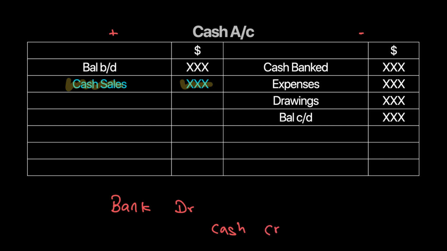So as a result, when you look at the bank account and you see some cash which has been deposited in the bank, that can be called cash banked, and it should go on the credit side of the cash account. Any cash expenses paid will decrease your cash. Any cash drawings will also come over here, and that's your closing cash. So again, using this account, we need to find this missing figure, which is cash sales.